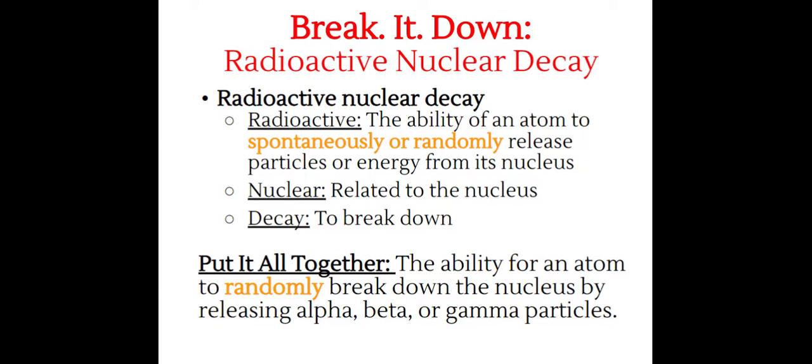So to break that down, radioactive nuclear decay. Radioactive is just the ability of an atom to spontaneously or randomly release particles or energy from its nucleus. Nuclear means it's related to the nucleus, which makes sense because radioactivity is an atom releasing particles from the nucleus. And then we know decay just means to break down. We would have learned that in environmental science and also maybe biology. So, to put it all together, what this means is that an atom has the ability to randomly break down its nucleus by releasing alpha, beta, or gamma particles.